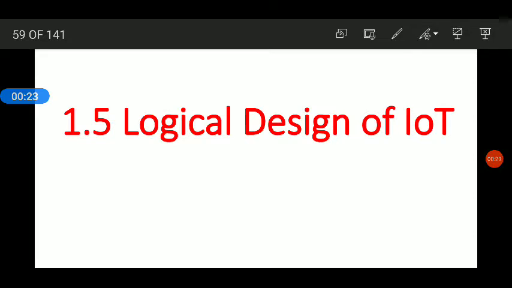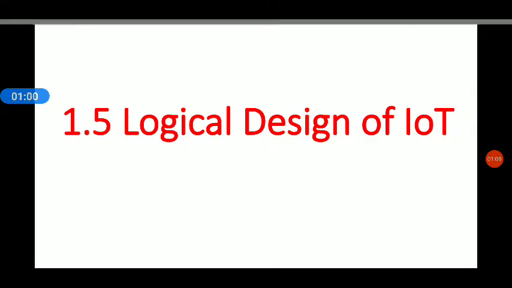the implementation. An IoT system consists of a number of functional blocks that provide the system the capability for identification, sensing, actuating, communication and management. These are the things that we need to take into consideration while we are discussing the logical design of IoT. The first is communication, the second is functional blocks, which help us provide capabilities for identification, sensing, actuating, communication and management.